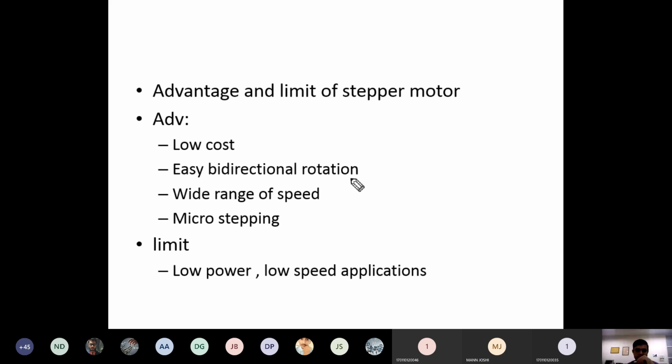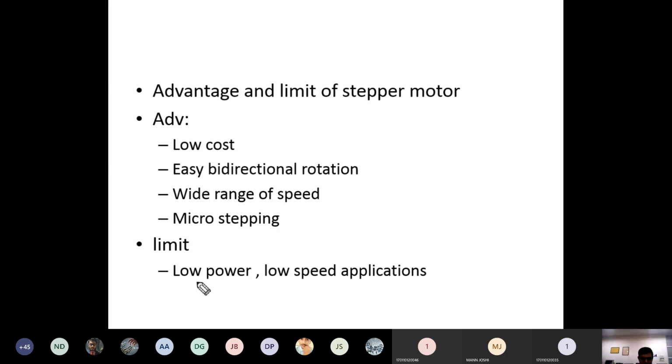Easy bidirectional rotation is there, so we get clockwise or anti-clockwise rotation. A wide range of speed is there and micro stepping is there. So this is the advantage. Bidirectional movement, wide range of speeds, and micro stepping, so the steps are increased, for example 500 steps and 200 steps. In that case we are using a stepper motor.